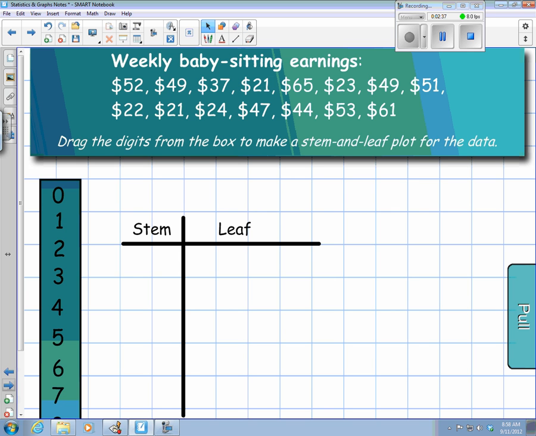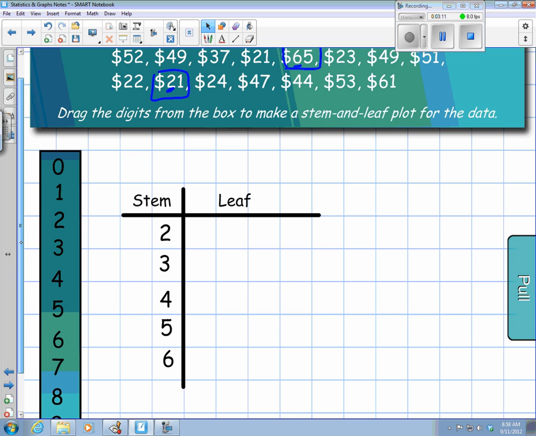So first of all, find the largest and smallest values. We're going to use this weekly babysitting earnings, how much they made each week in babysitting money. I think the largest value is 65, and the smallest value is 21. Place values. Largest digit is in the tens position for both of them. So I'm just going to start over here with the stem. 2, 3, 4, 5, and 6. Move this down a little bit. And then you just go through and enter each one.